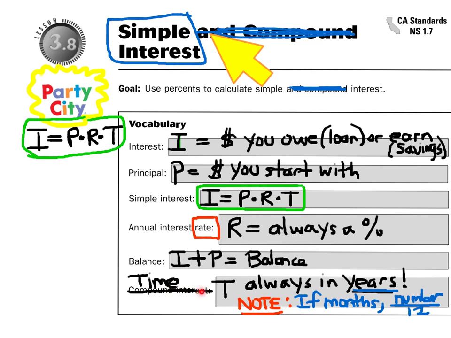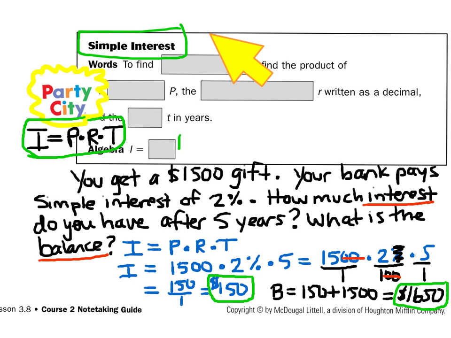So you want to cross out the compound interest because we're not going to do that. And I want you to put the word time in your note-taking guide. And the capital T, we always want it in years, okay? So here's what's really important. Use your red and put the word note. If they give you the number of months, we have to put that number over 12. And that kind of makes sense because there are 12 months in a year. Okay, so remember, we're going to talk about simple interest, and I want you to think of the story, like Party City, because I equals P times R times T, I-party.